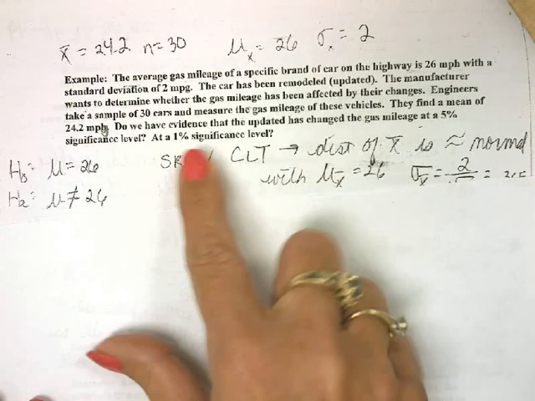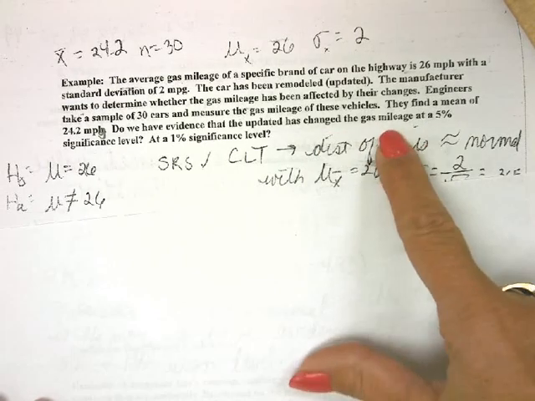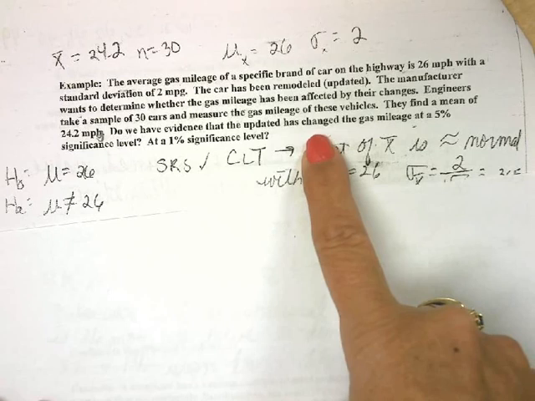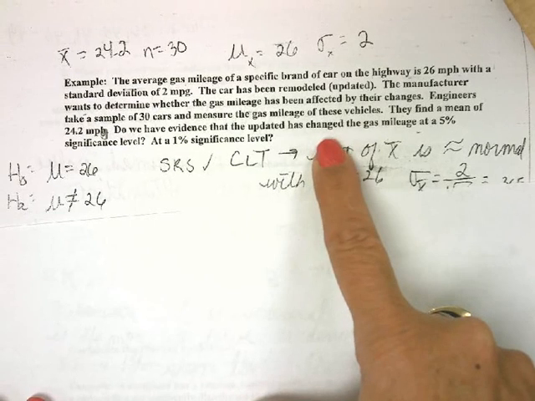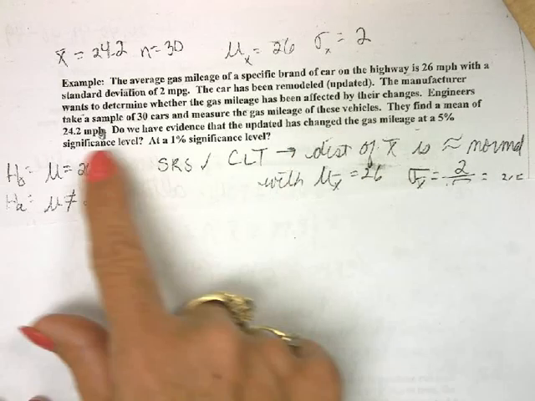And now the question is, do we have evidence that the gas mileage has changed? It doesn't say anything here about has the gas mileage gotten better or worse. It's just has it changed, and that's another key word we look for because that's going to denote that we're going to do a not equal to. So you have to read the wording of the question carefully.